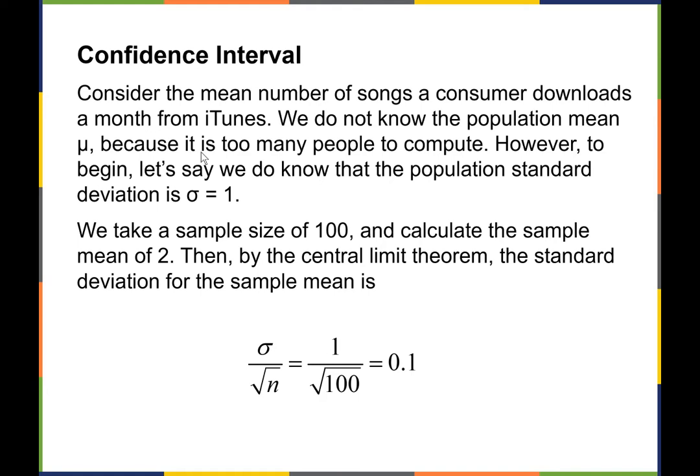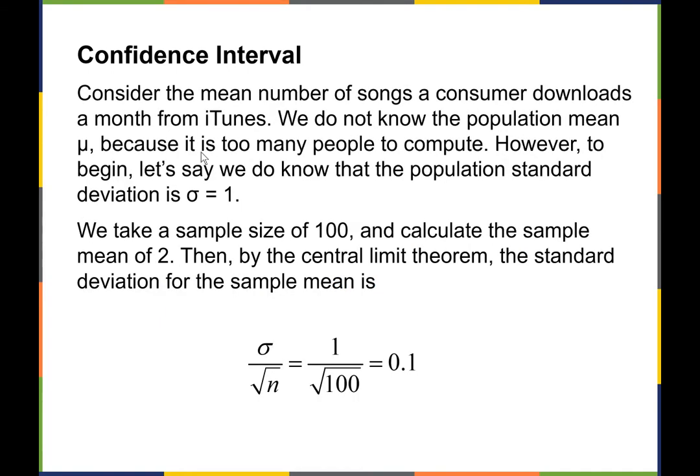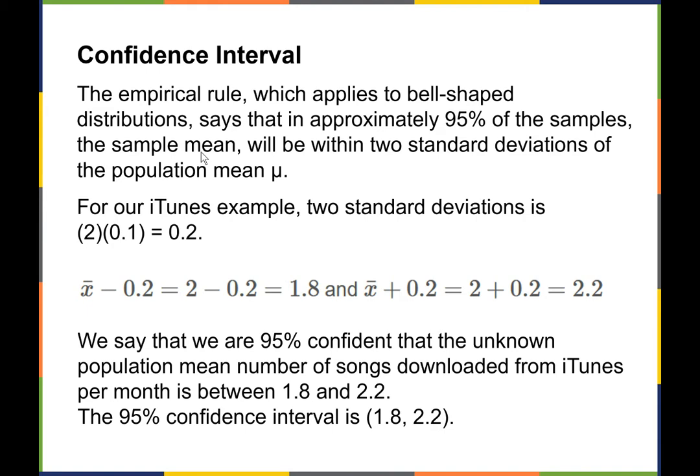And then by the central limit theorem, we know the standard deviation is going to be the population standard deviation divided by the square root of the sample size, which is 1 over the square root of 100, which is 1/10. So now let's remember what we know. We know the mean is 2, x bar is equal to 2. And we know that the standard deviation is 0.1 for the sample of size 100.